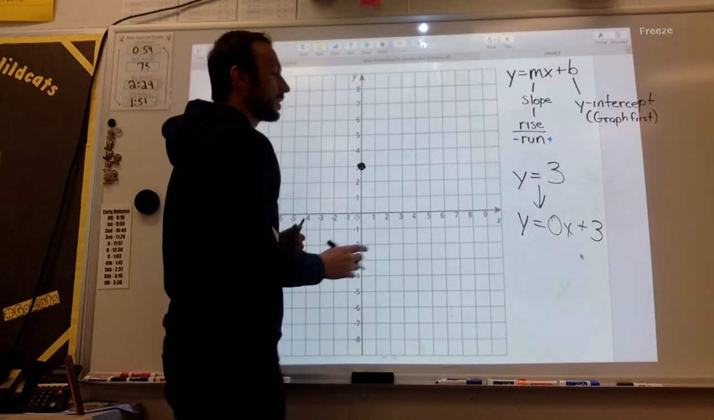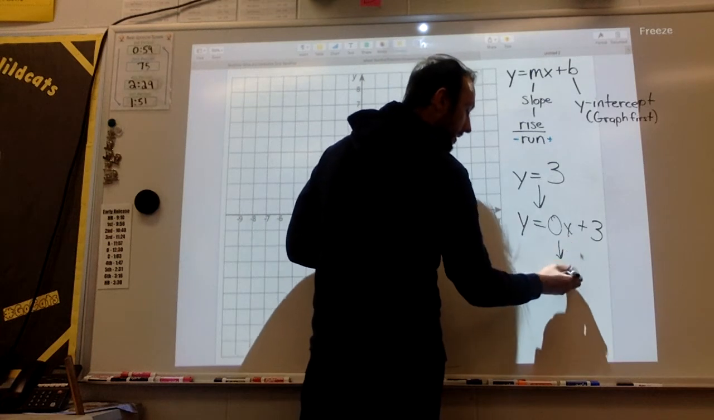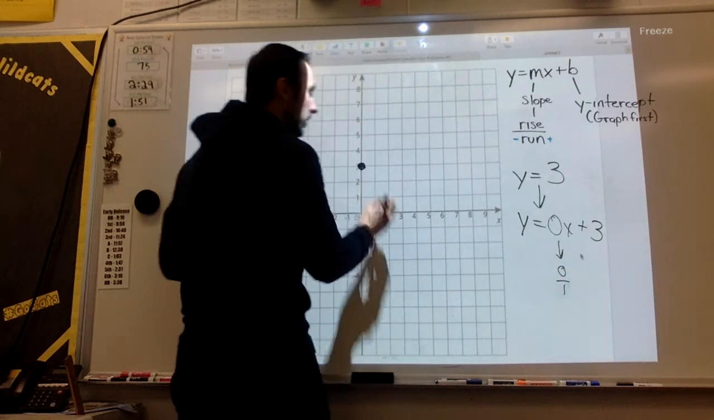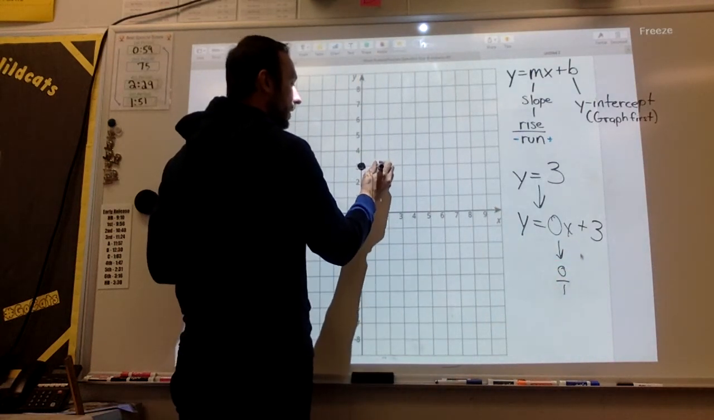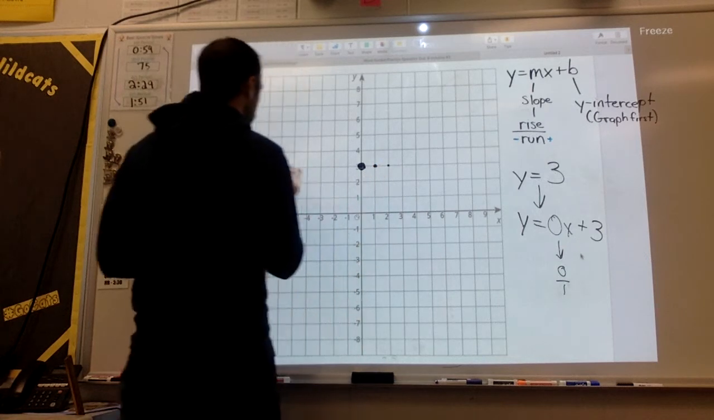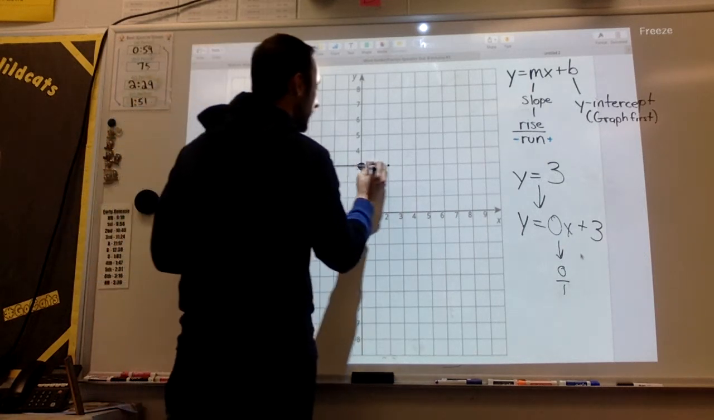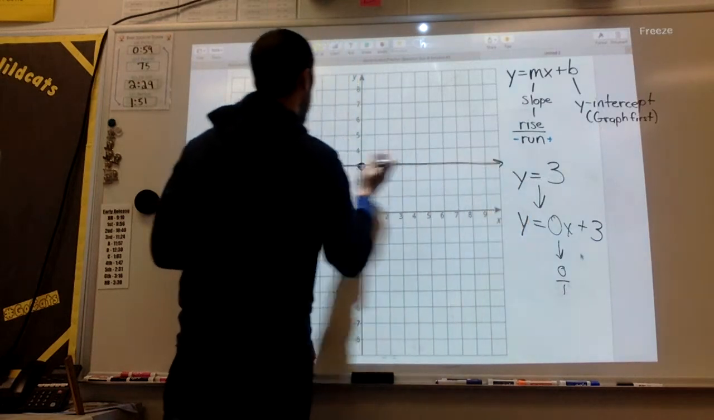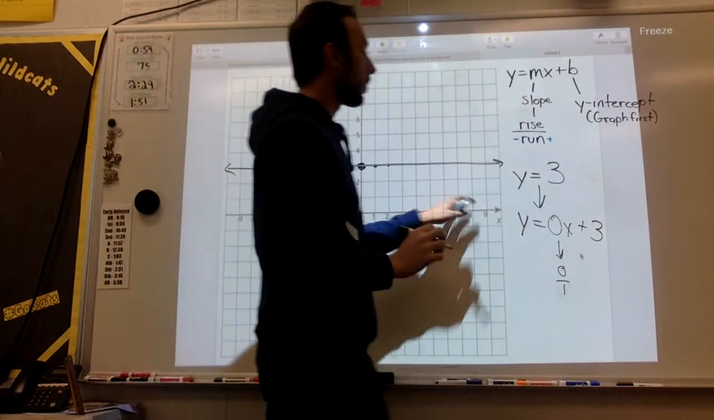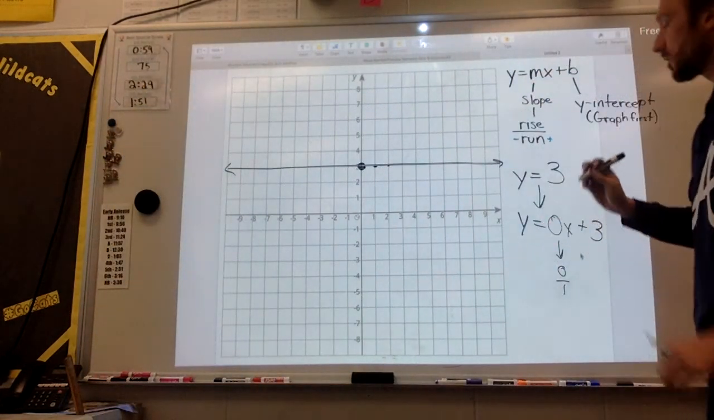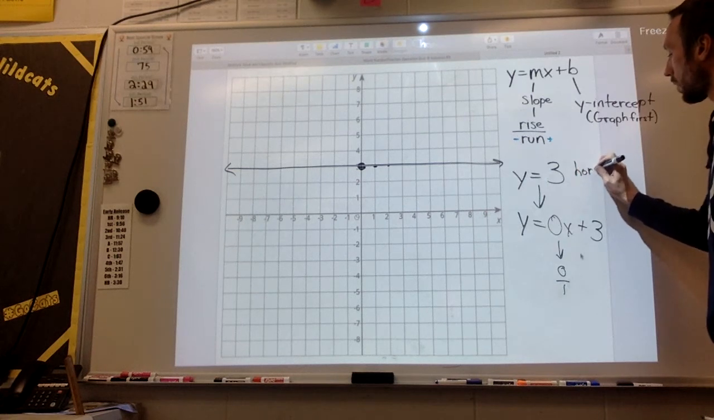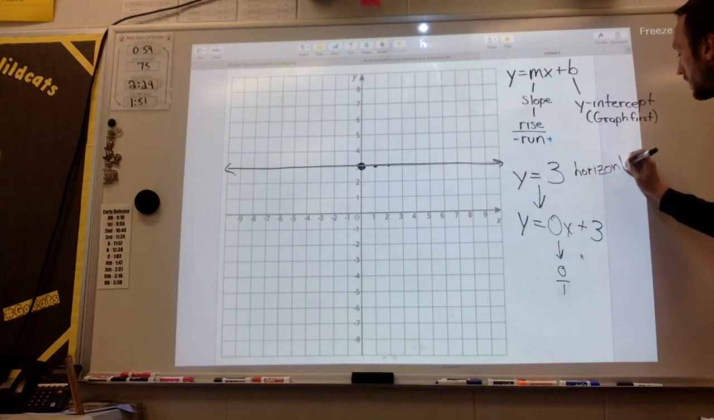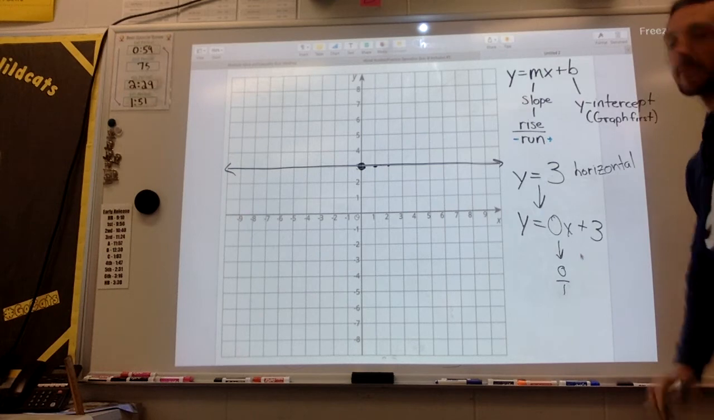And then 0 as a fraction is the same as 0 over 1. So we go up 0, over 1. Up 0, over 1. So it's going to be a horizontal line going this direction. Whenever you have y equals a number and there's no slope, that's going to give you a horizontal line. Right?